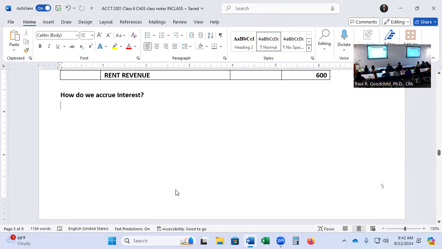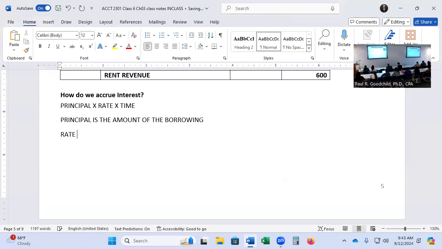So I know you probably all heard this before, but you may or may not remember, and it's how do we accrue interest? You have to think about principal times rate times time. The principal is the amount of the borrowing. Rate is the annual rate of interest.